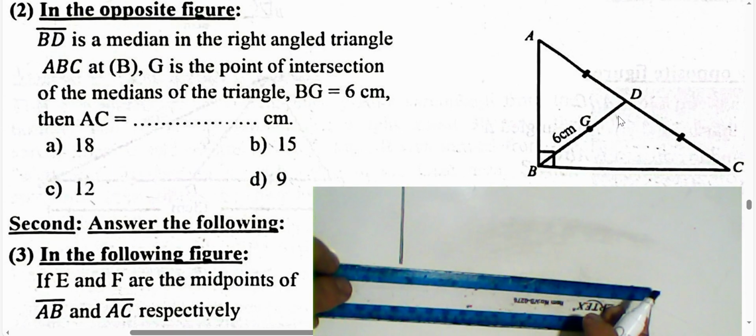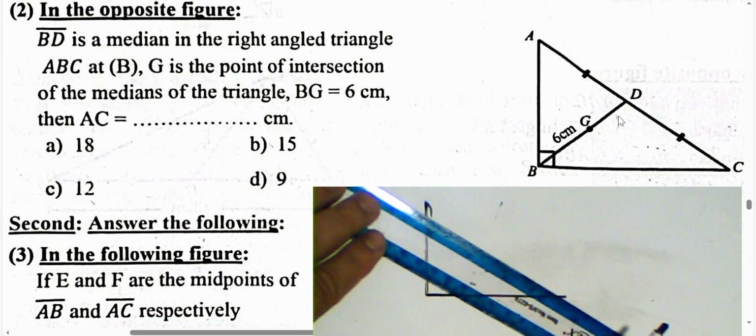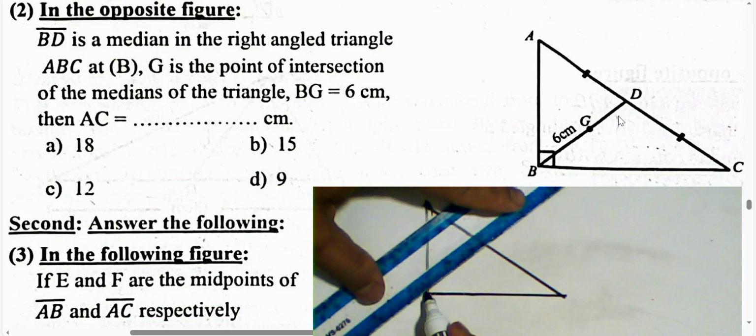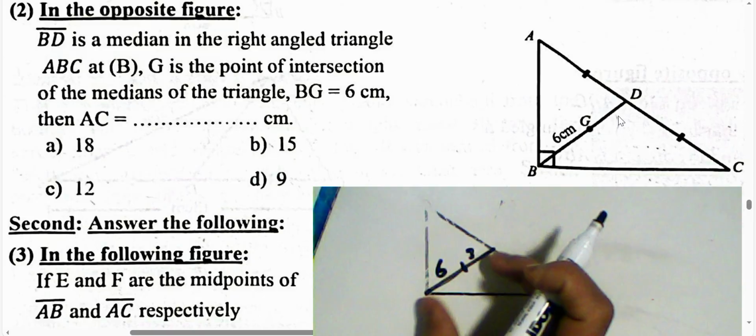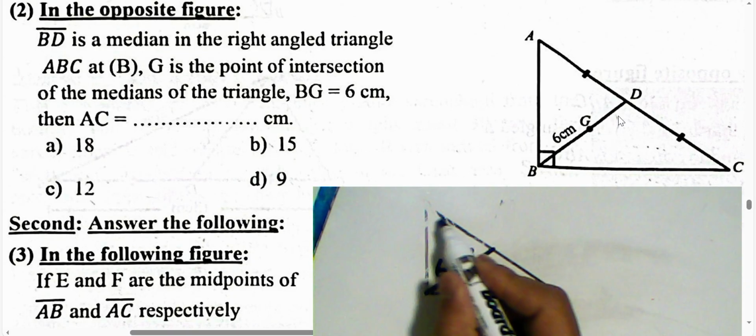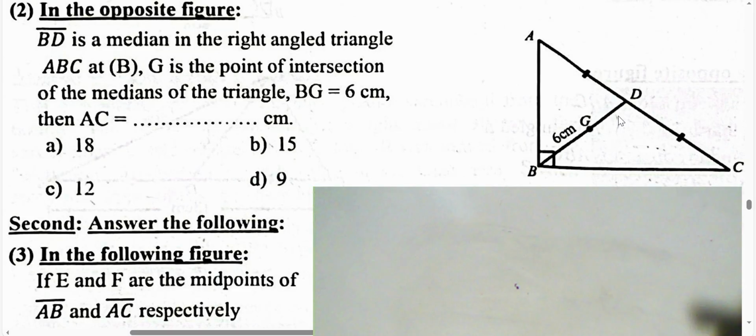Okay, if we have here a right angle triangle like this, and this median here, and this point G, the intersection of the medians, we call the centroid point. The centroid point G divides the median into 6 and 3. This segment is 6 centimeters, this segment here will be 3 centimeters. 6 plus 3 equals 9 centimeters. The line segment of the median will be 9. 9 is half of 18 centimeters. Then the answer will be 18 centimeters.